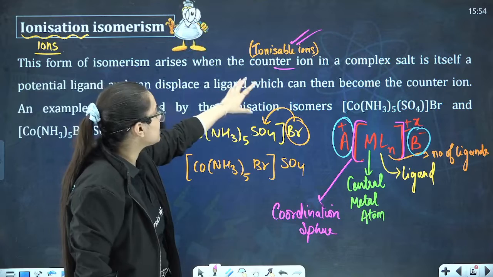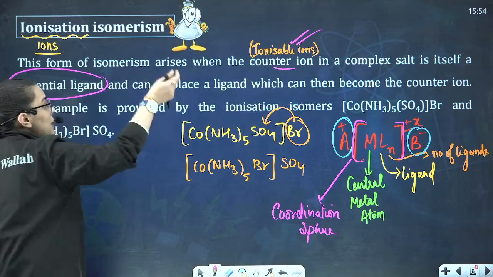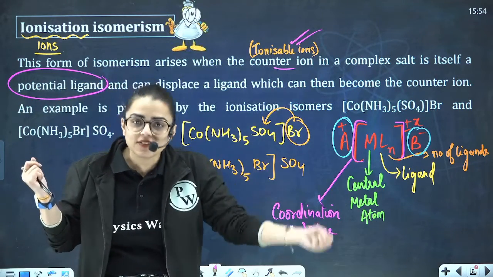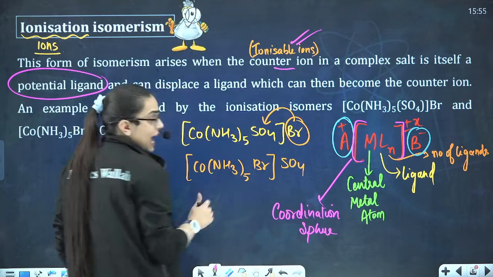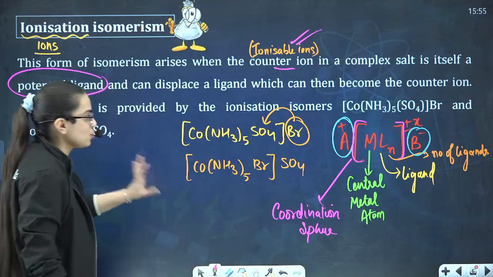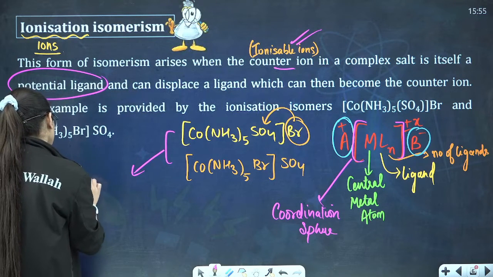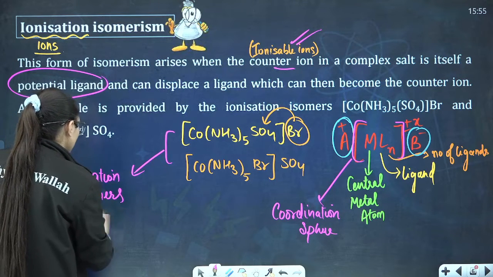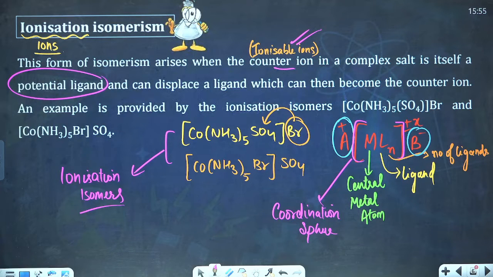This form of isomerism arises when the counter ion in a complex salt is itself a potential ligand. That means it can behave as a ligand. Over here, Br is capable of behaving as a potential ligand, and so it can displace this ligand and take its place. And the ligand now becomes the counter ion. The SO4 now becomes the counter ion in its isomer form. So these two will be referred to as ionization isomers of each other. Kindly write it down, students, so that we can move on to the next part.